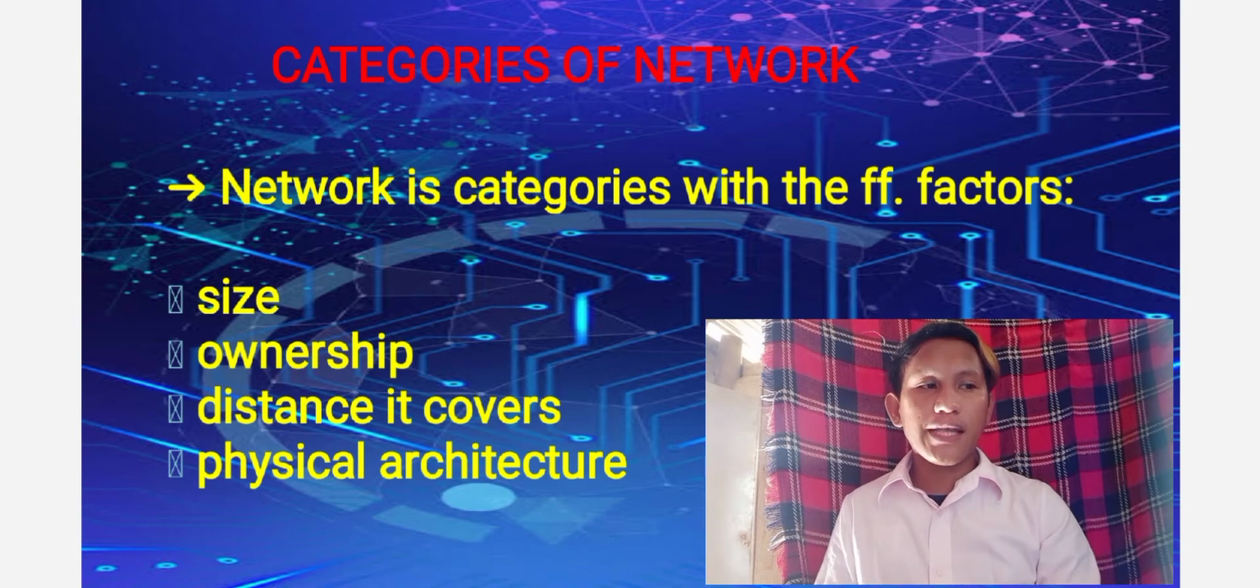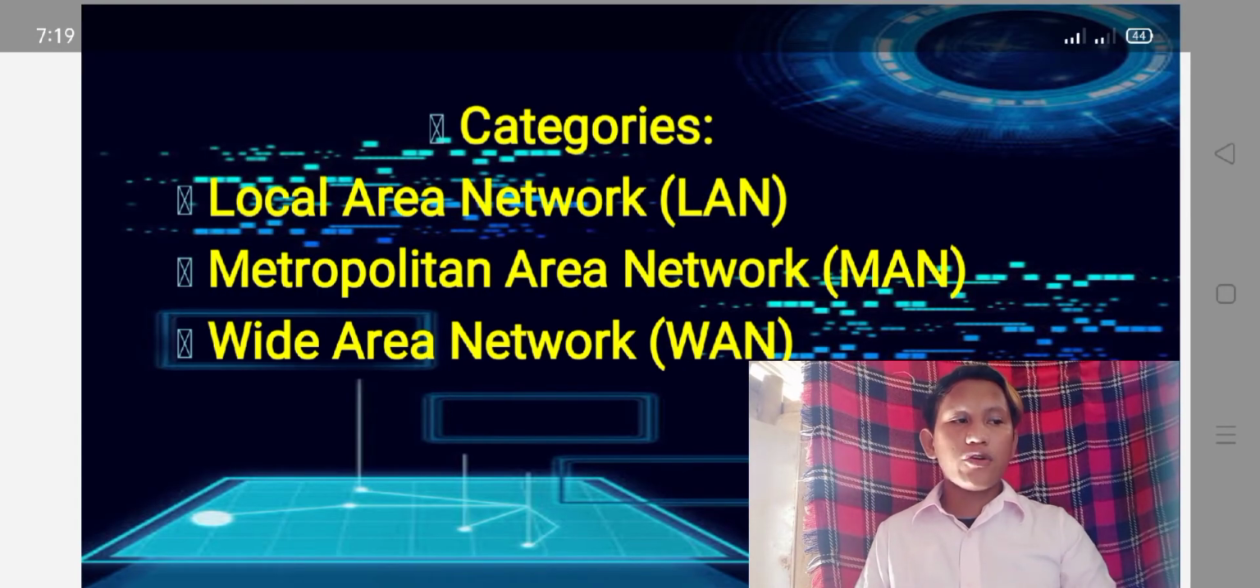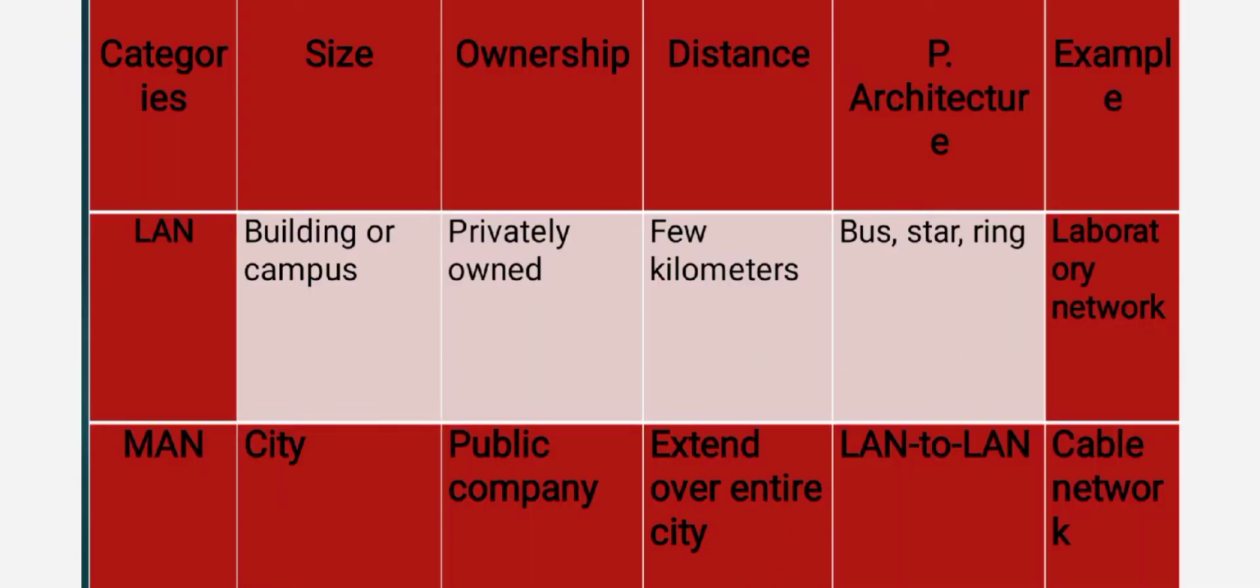Then we have the categories of network. Networks are categorized by the following factors: the size, ownership, distance it covers, and physical architecture. The categories are the local area network, or LAN, the metropolitan area network, or MAN, and the wide area network, or WAN. As we can see, the first category is the local area network, or the LAN.